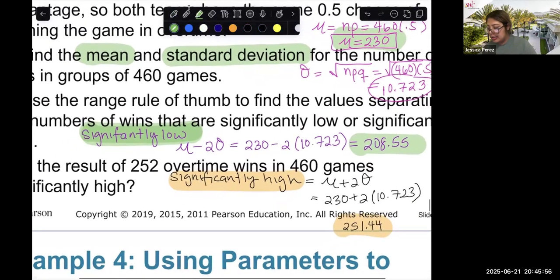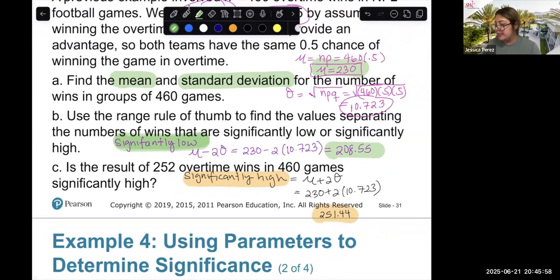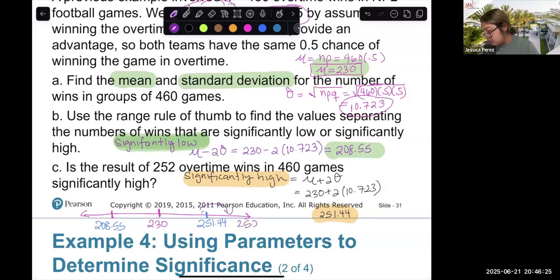So that means that letter C, a result of 252, is significantly high. And the answer is yes, because if you put it on the scale, our mean was 230. Our significantly low number was 208.55. My significantly high was 251.44. And 252 is actually over here. So 252 is significantly high.